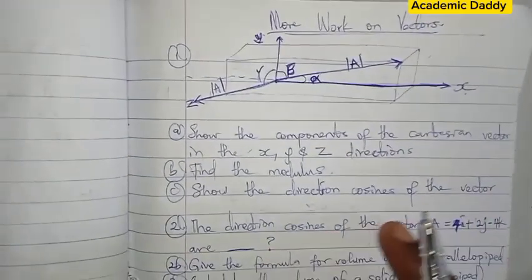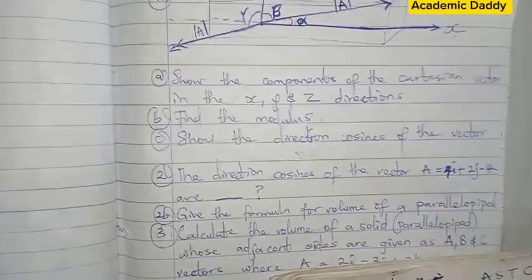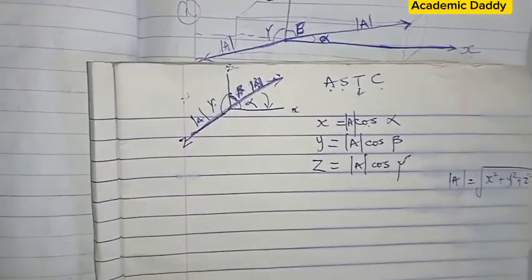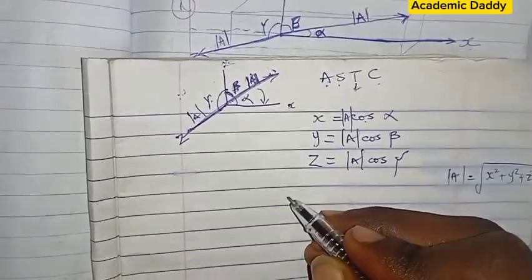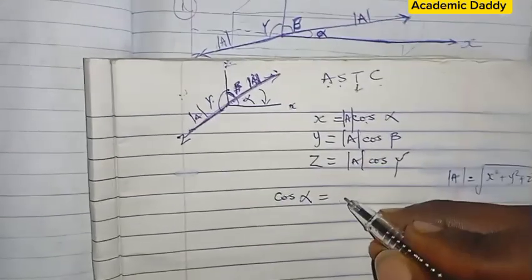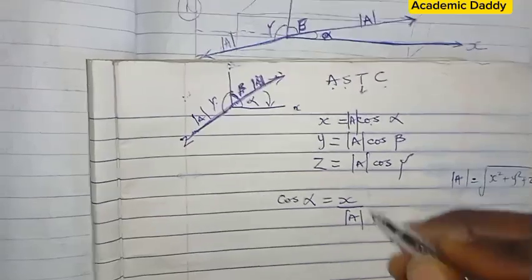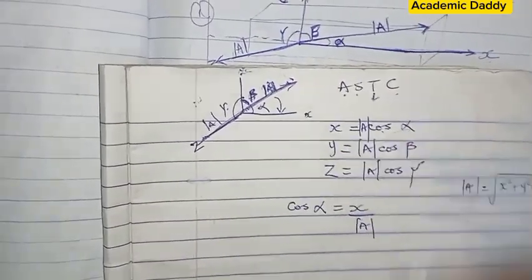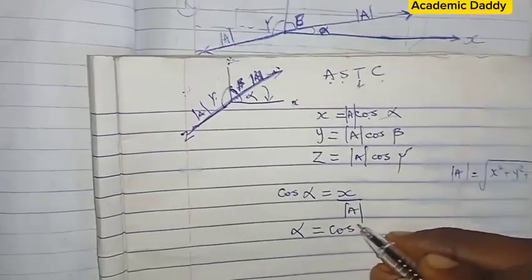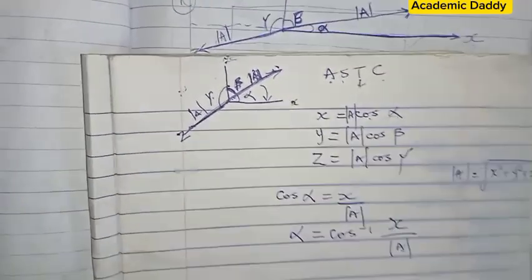Then the next one is to show the direction cosines of the vectors. So the direction cosine of the vectors is simply making the angles, all these angles that we've gotten, subject of formula, which means that this will be the same thing as saying cos alpha will be equals to x divided by A magnitude, that is dividing both sides by magnitude of A, so that cos will be solved for. So alpha will now be equals to cos inverse of x over magnitude A.